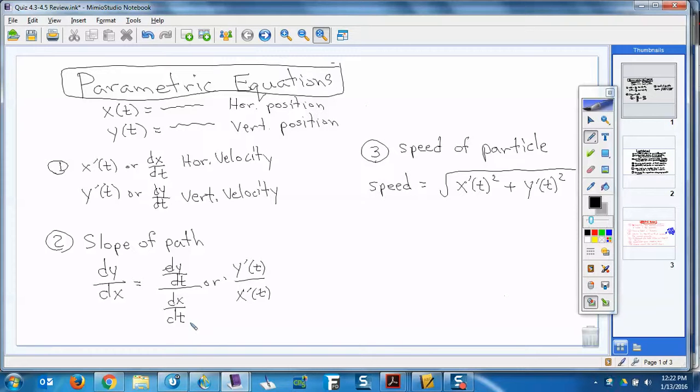So the quiz is over three sections. One is parametric equations. We're going to do some of all of these today during class time. So the parametric equations, where we talk about x and y equations to describe the position of something, the slope of its path is that equation, the speed of the particle on the path is that equation. And so be able to answer questions about that.